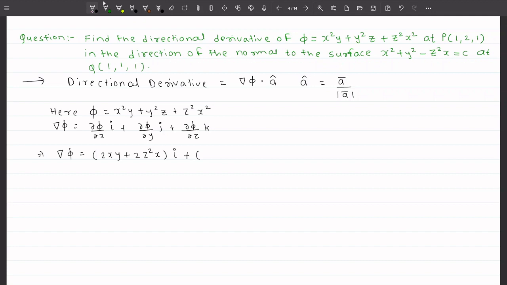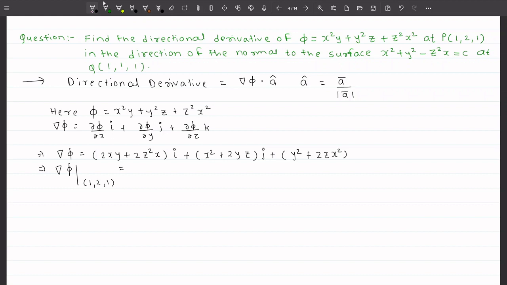derivative with respect to y partial. Okay, so it is x², y's derivative is 1, plus 2yz, and the derivative is 0 there. So j plus with respect to z now, del phi by del z here. So this is 0 because it is independent of z. It is y² plus 2zx².